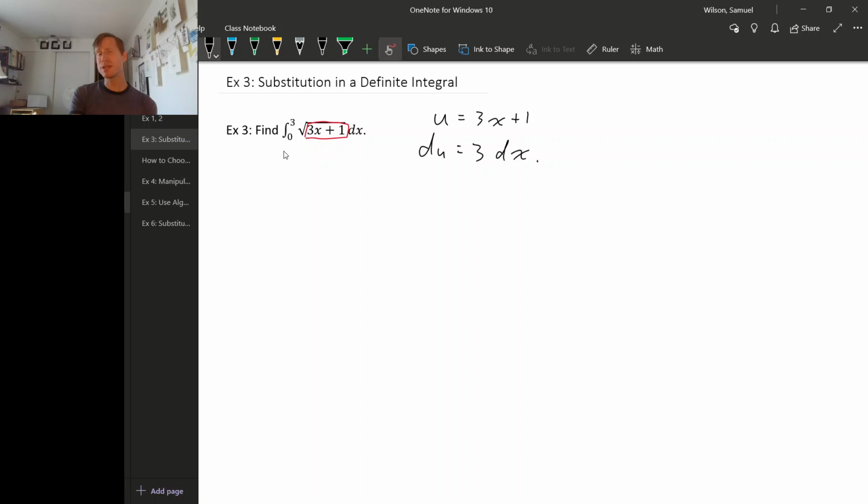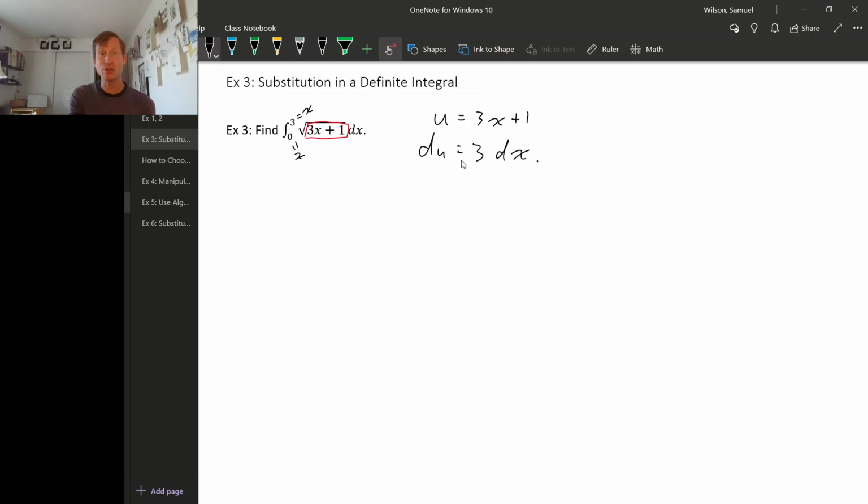But there's one extra thing to be careful about when we do a substitution for a definite integral, and that's the bounds of integration. So this 3 here as our bound, that's an x value, not a u value. And this 0 down here is also an x value, not a u value. So when we continue evaluating this definite integral, we need to be careful to not accidentally plug in x values for u, because they aren't u values, they're x values.